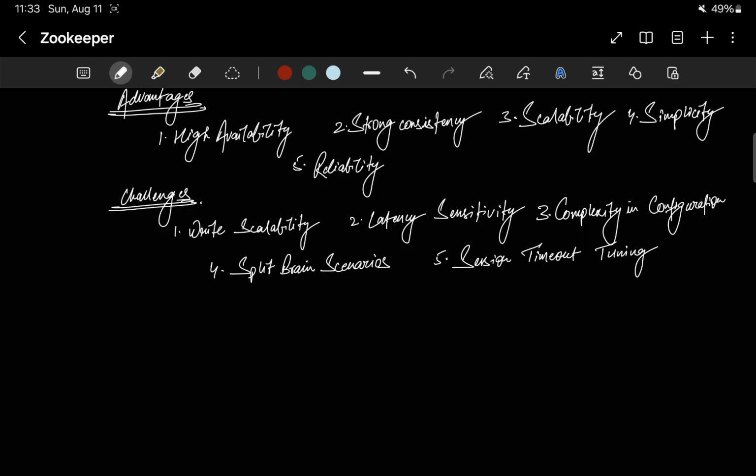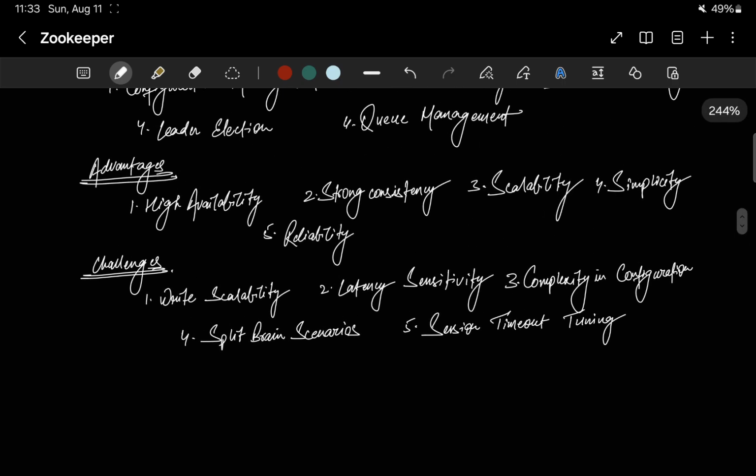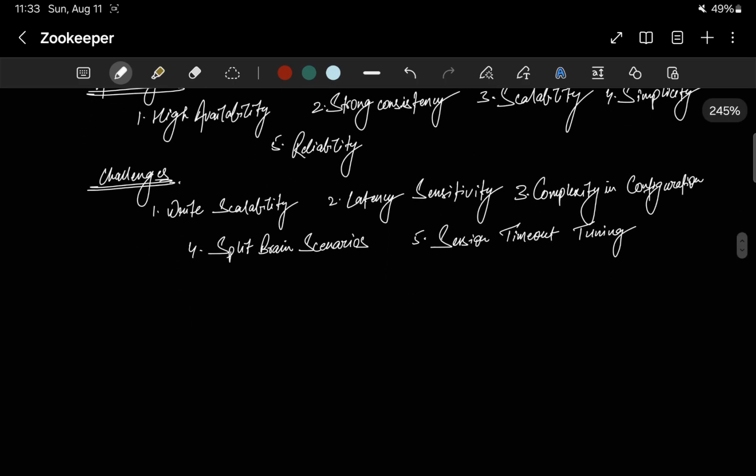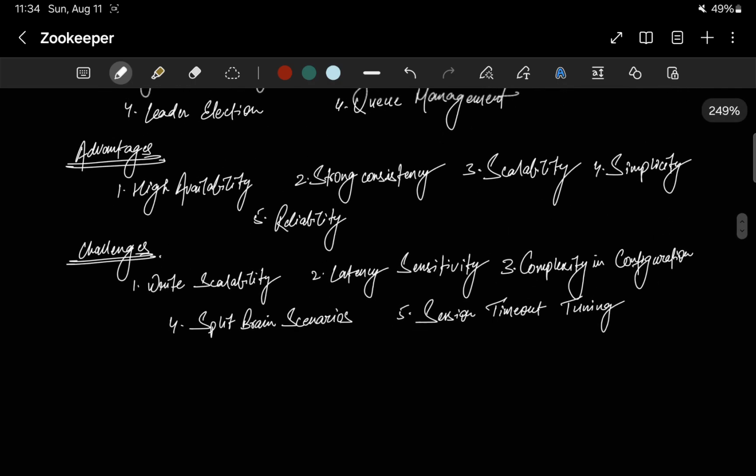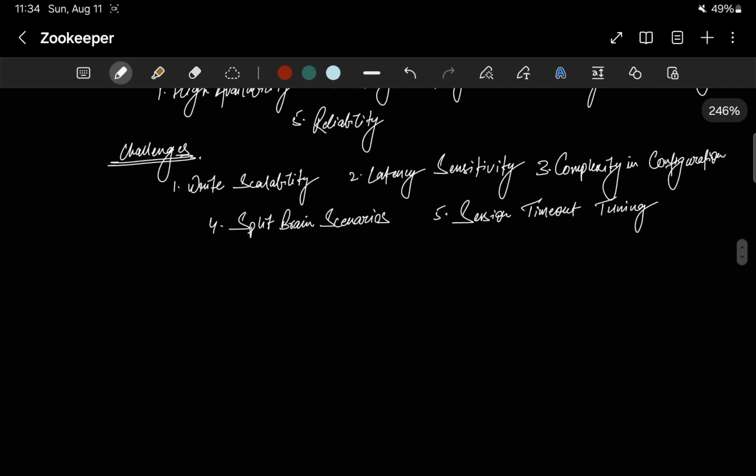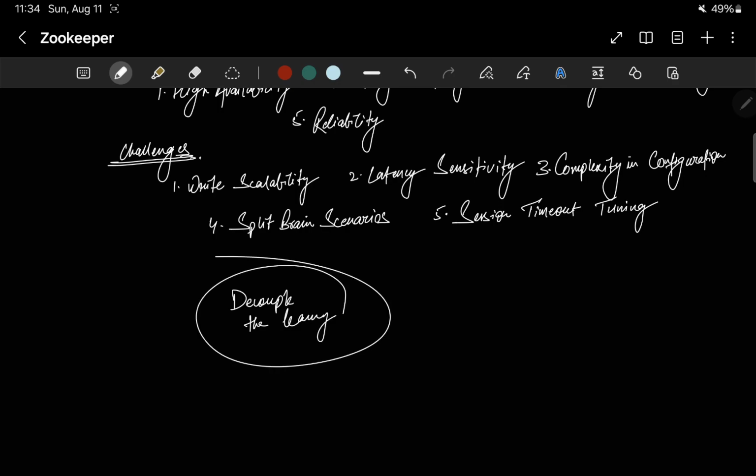Okay. So yeah, this concludes the discussion on ZooKeeper. I could have extended this video to talk about ZAB and znodes, but that would make the video very long, maybe 1 hour long, and that would be too much. So, what do we say in system design terms? Let's decouple the learning. In this video we learned about ZooKeeper. In the next video we will learn about znodes, and after that we will learn about ZAB.